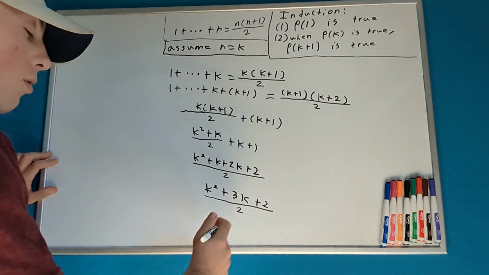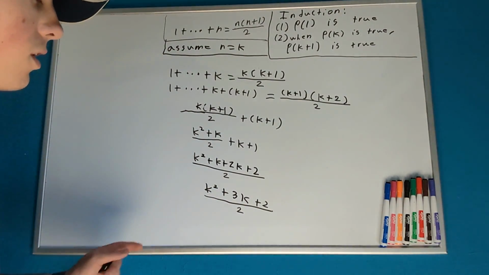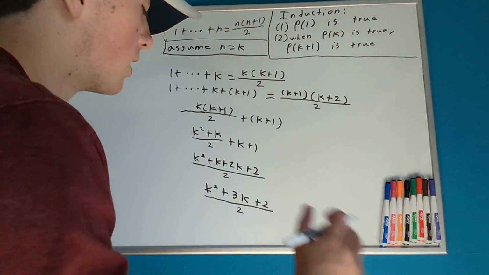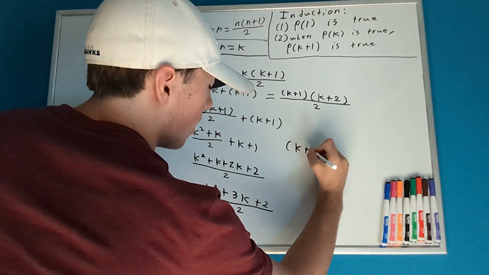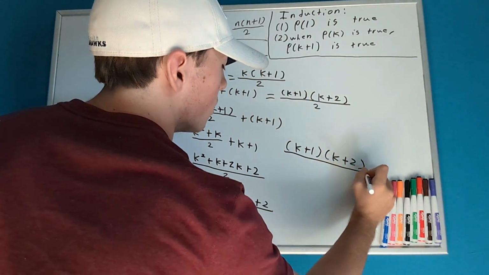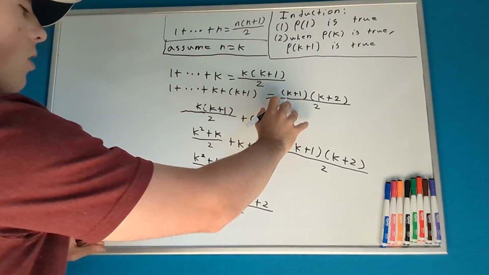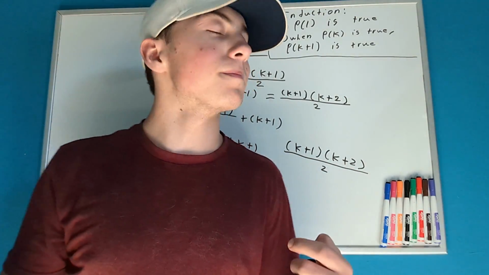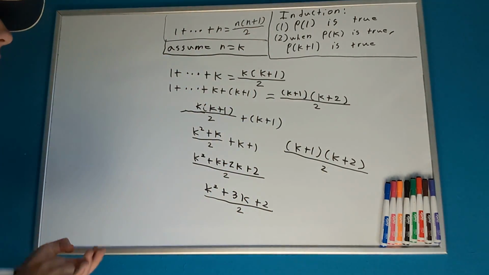And then what can we do? Well, we want to factor this. To factor it, let's just remember, what multiplies to 2 and adds to 3? Well, 2 and 1. So then we can factor this whole thing as k plus 1 times k plus 2 over 2. So now that we have shown that when we substitute in k plus 1 over here and we add k plus 1 over here, they are in fact still equal to each other, then we have shown that this formula is in fact true.